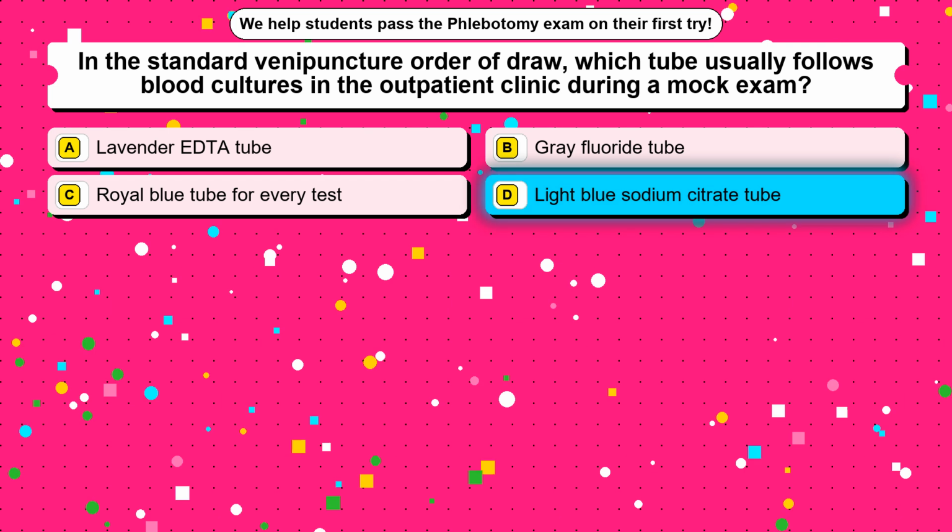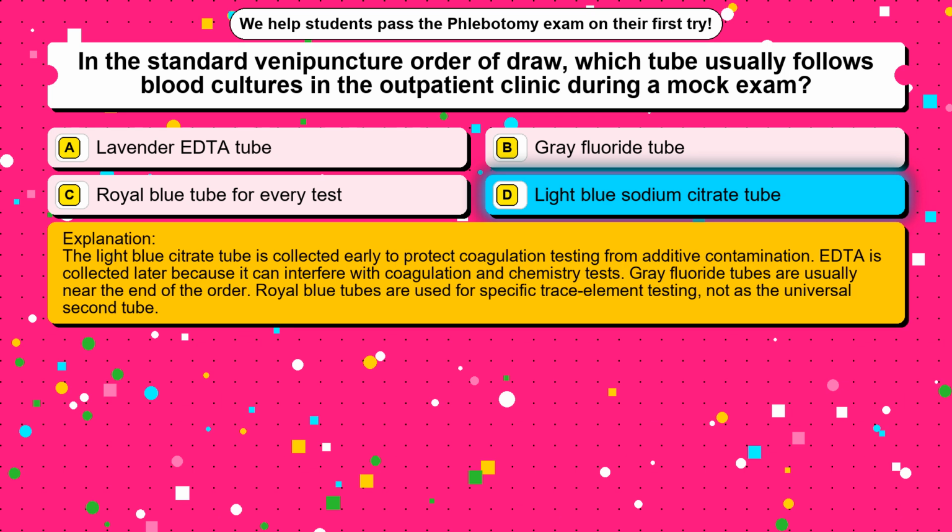The correct answer is option D. Light blue sodium citrate tube. The light blue citrate tube is collected early to protect coagulation testing from additive contamination. EDTA is collected later because it can interfere with coagulation and chemistry tests. Gray fluoride tubes are usually near the end of the order. Royal blue tubes are used for specific trace element testing, not as the universal second tube.